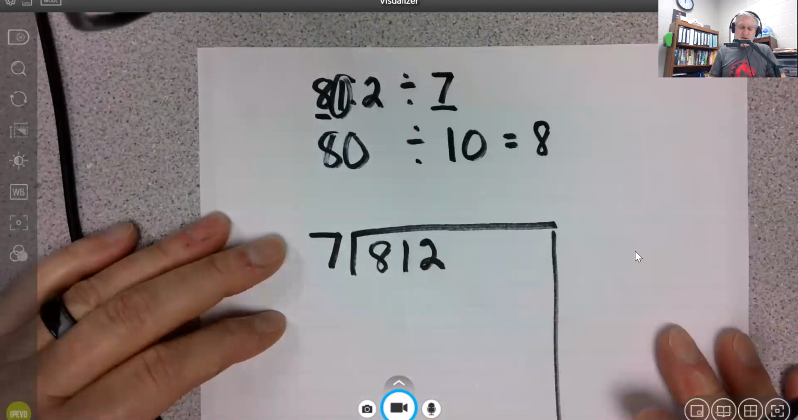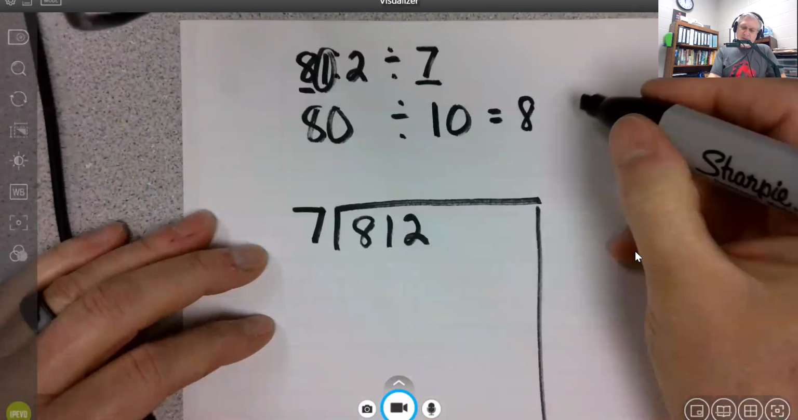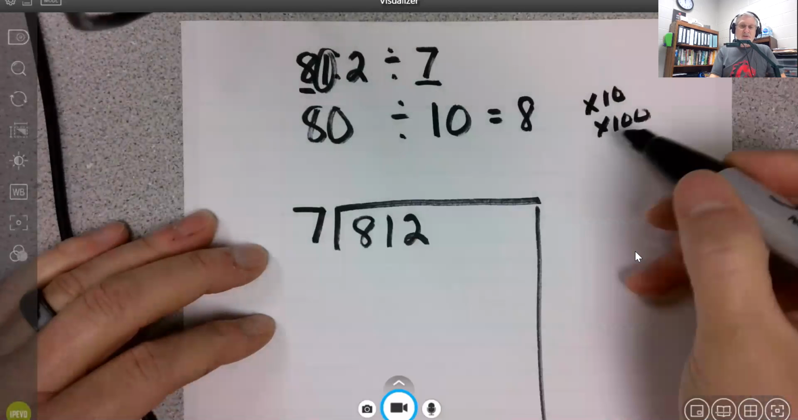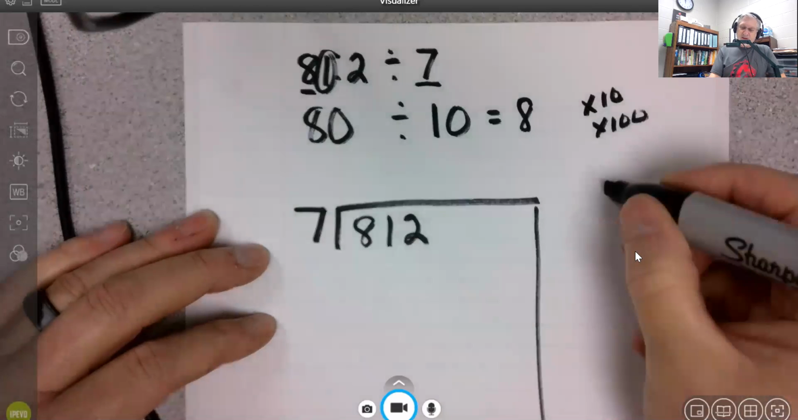So it's 812. So I want to think of multiplying by 10, multiplying by 100. Can I have 7 groups of 100? Sure, 7 times 100.